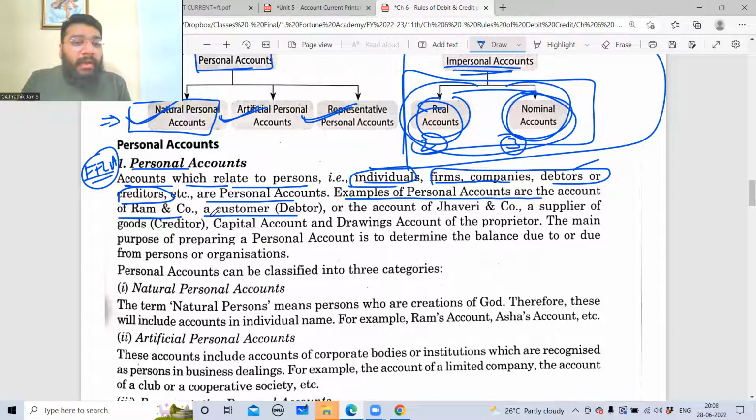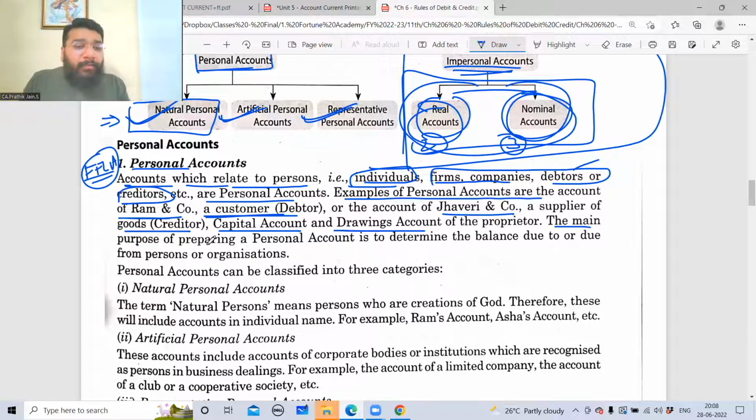So Ram and Co., a customer, a debtor. Javeri and Co., a supplier, a creditor. Capital account, owner, drawings, all this belongs to the personal account. Debtor, human being. Creditor, human being. Capital account is related to whom? The owner, no? If any transaction happens between the business and the owner, it will be recorded through the capital account. Are you able to follow? So that is my personal account. Drawing is my personal account.